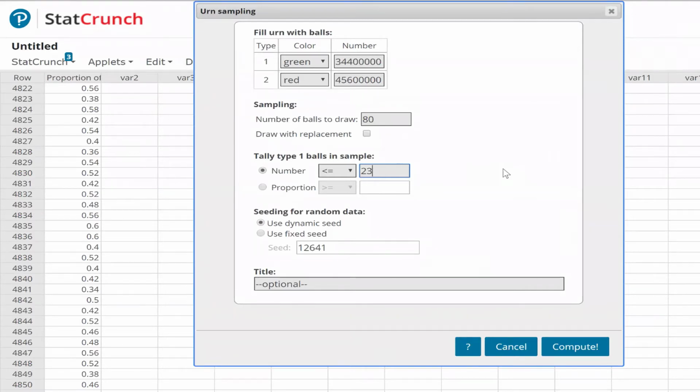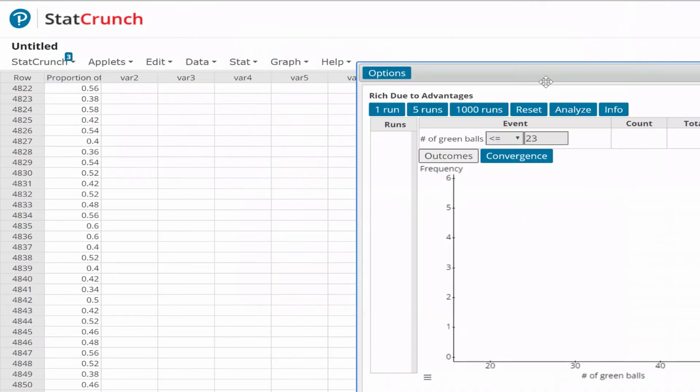Why? Because we want to know if a lower proportion of Republicans believe a person is rich because they had advantages in life. And we observed 23 out of the 80 that said, I believe a person is rich because they had advantages in life. The p-value is the likelihood of getting a result as extreme or more extreme than that observed. Here, because it's a left-tailed test, anything that we observed that is 23 or fewer would be as extreme or more extreme. Click compute.